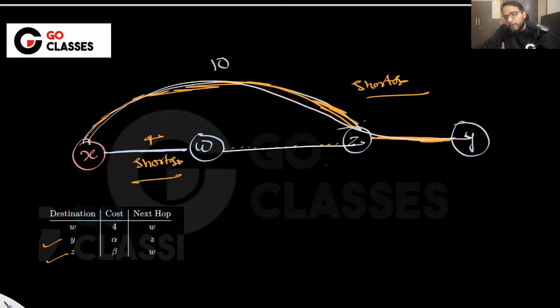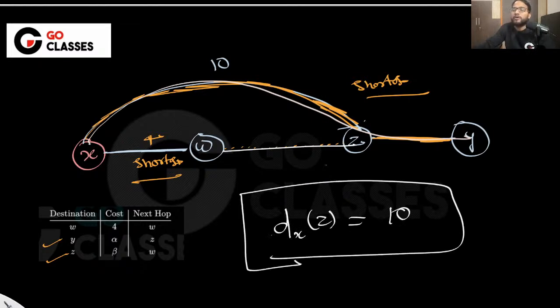Which means the shortest distance from x to z must be 10 only, because if it is lesser than 10, I will be in trouble, because then the shortest distance from x to y will not be satisfied. So basically, if it is given that x to y is shortest, then any two pieces that you take have to be shortest, right?